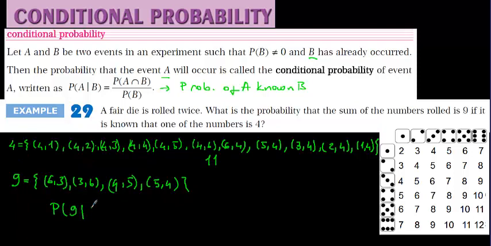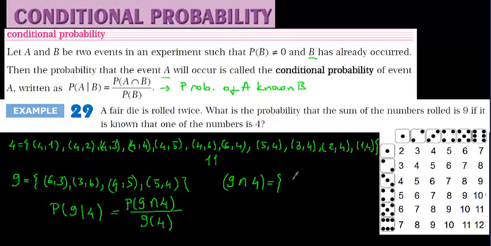If it is known that one of the numbers is 4, it means the probability of 9 intersection 4 over the probability of 4 it should be. If we check the sets here, the intersection of 9 and 4 means the sum is 9 and one of the numbers is 4. There is no difference between 9 intersection 4 and 4 intersection 9. It is going to be here, 4 5 and 5 4.